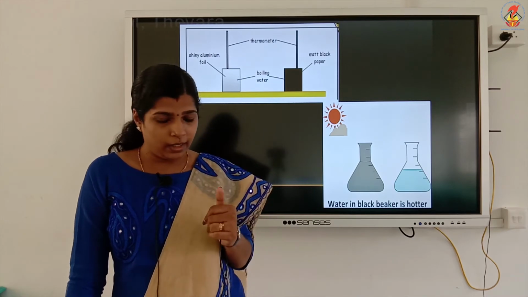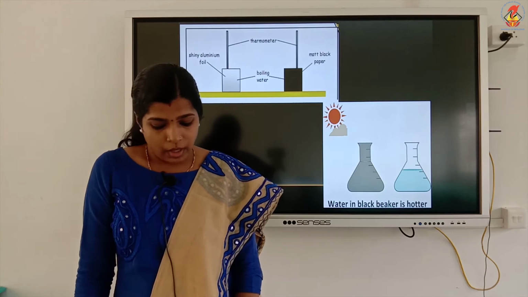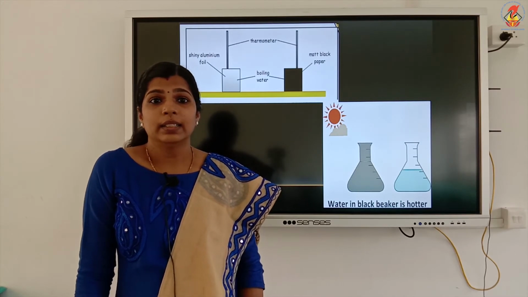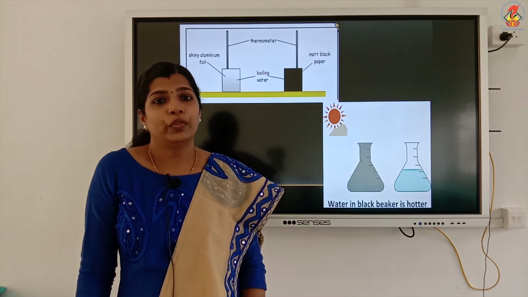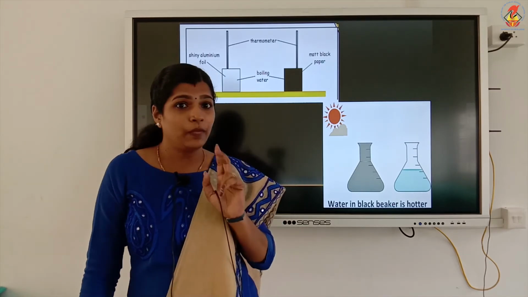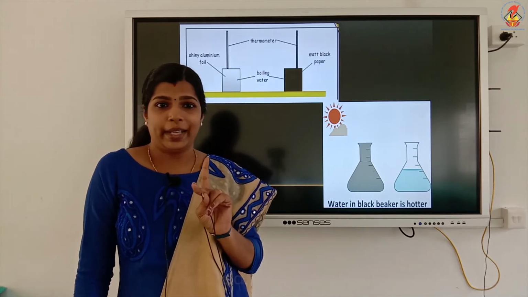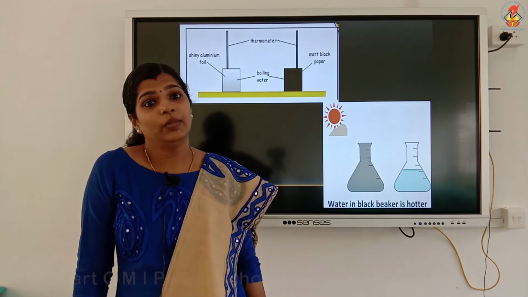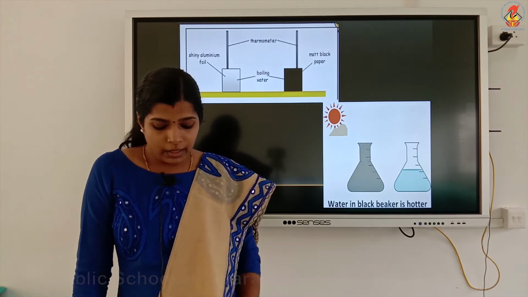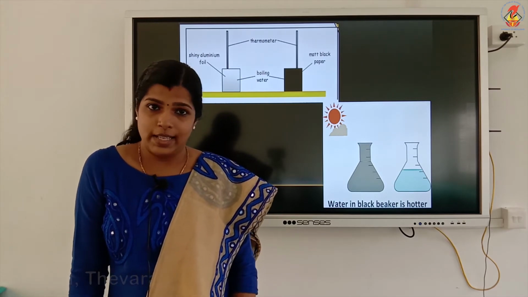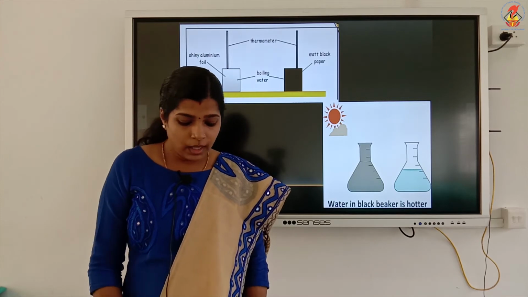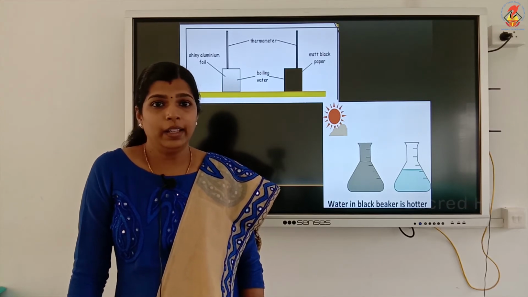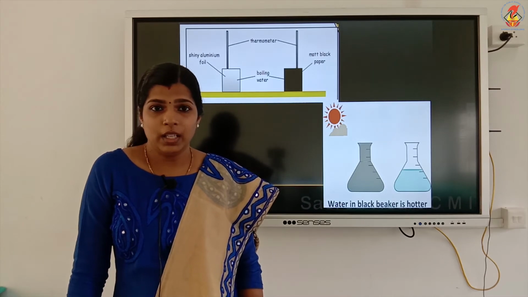Then we will get an idea that when the cans are placed in the shade, the black colored can cools down faster. So, from this same experiment, you will get two ideas. First, black color will absorb more heat. Second, black color will radiate more heat than the white object in the same period.